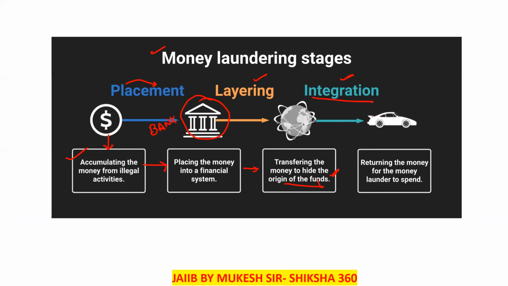Next one is integration. Integration is returning the money to the money launderer to spend, because now the illegally earned money has been converted into legally earned money. In that phase, the illegally earned money is converted into legally earned money. So these are the different stages or phases under money laundering.